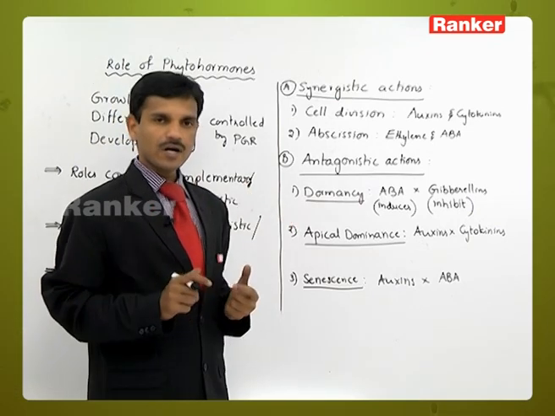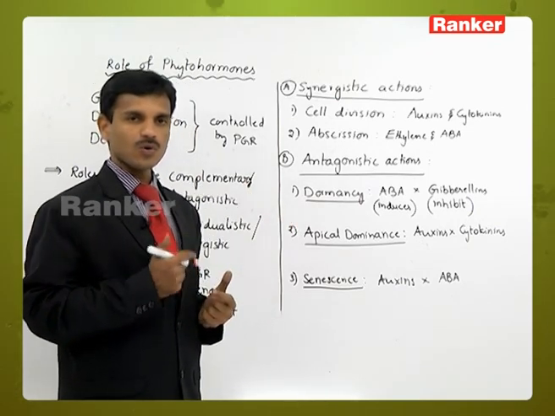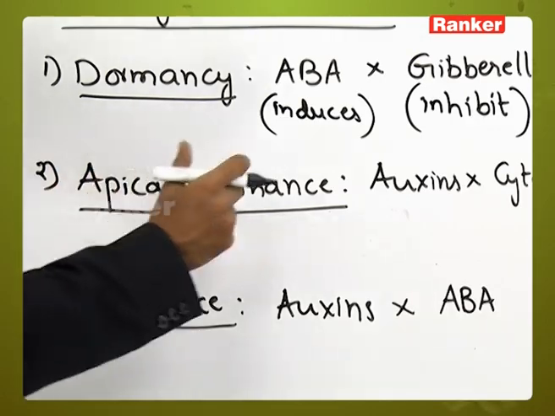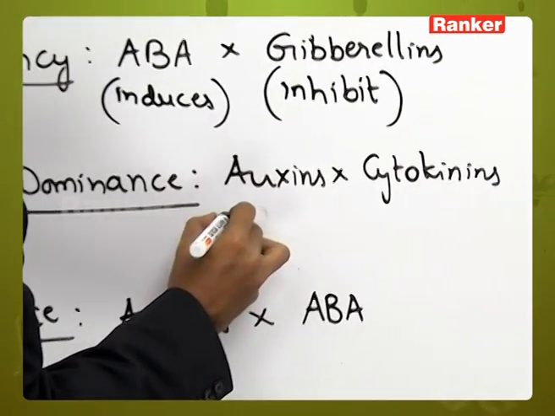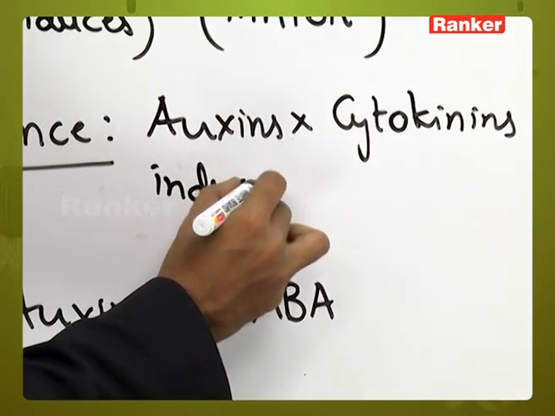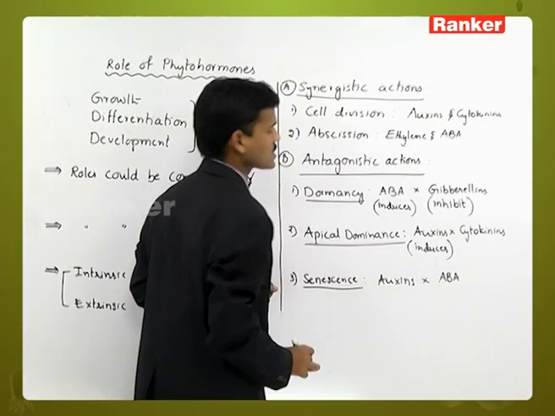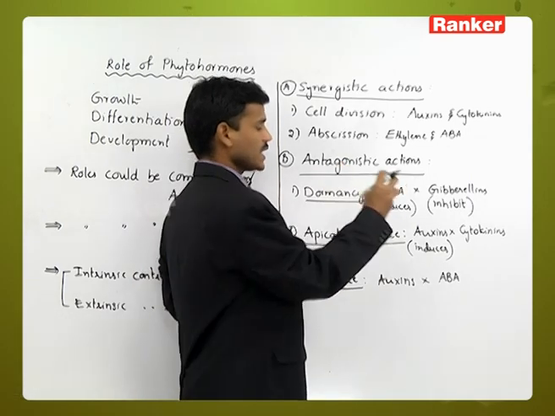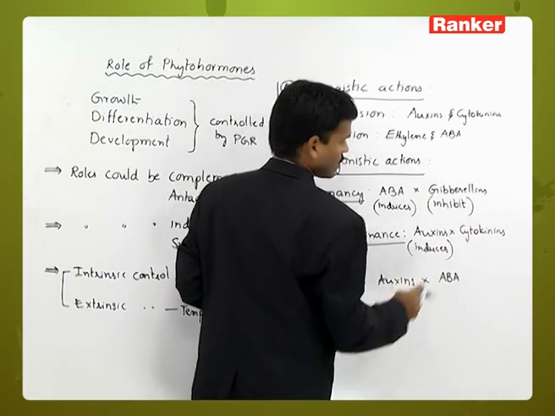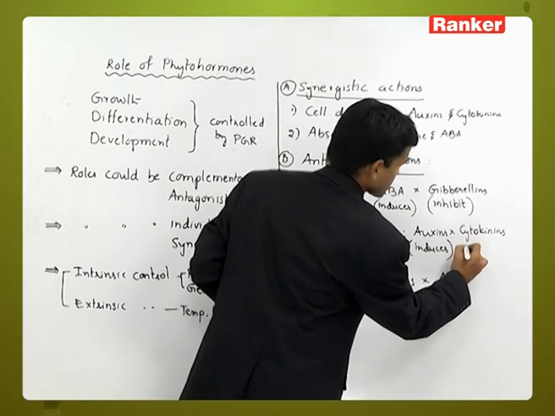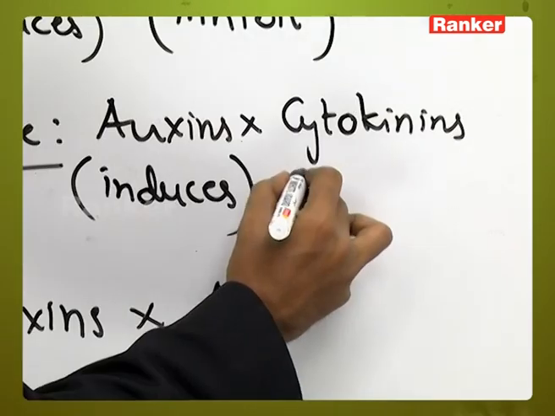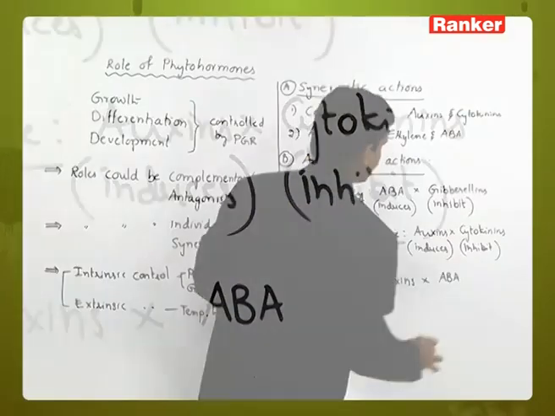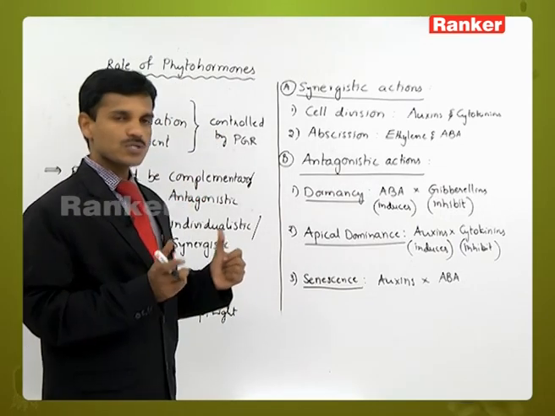Apical dominance: the apical bud shows more growth and inhibits lateral growth. Apical dominance is induced by auxins, but it is overcome by cytokinins. Cytokinins help in overcoming apical dominance. These are completely opposite actions.